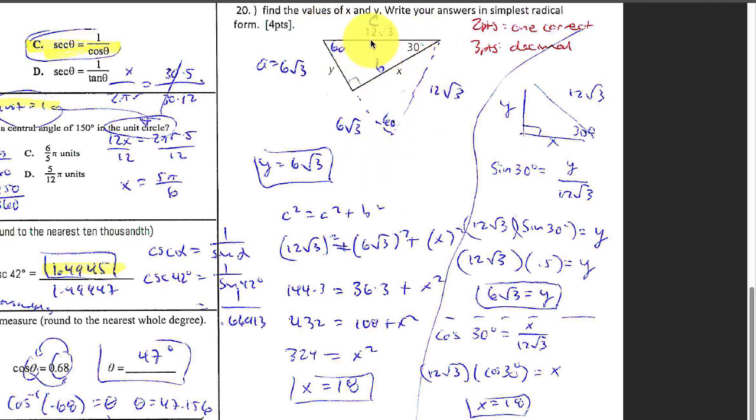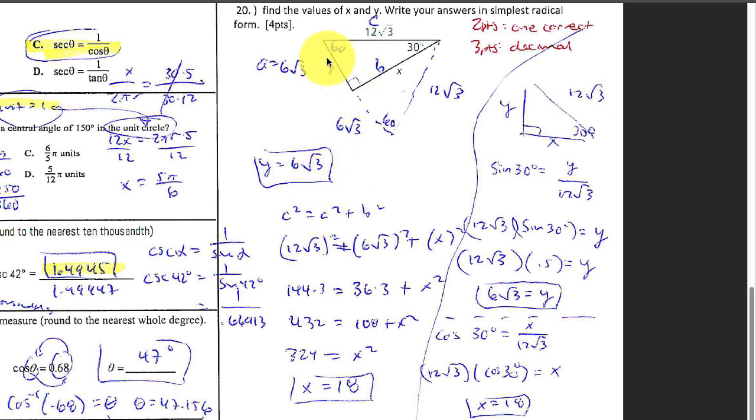So equilateral means all the sides are the same and all of the angles are the same. So if this is 12 radical 3, this side's also going to be 12 radical 3. And then this whole length here is going to be 12 radical 3. But if you're going to break that apart, 12 divided by 2 is 6. So 6 radical 3 is this length on this side, because 6 radical 3 plus 6 radical 3 would give us 12 radical 3.